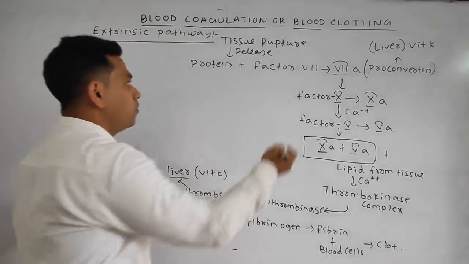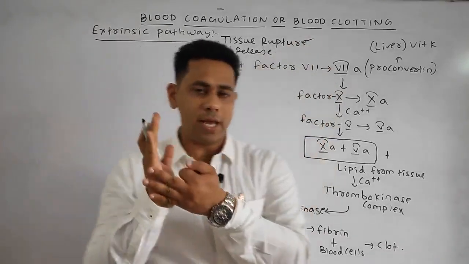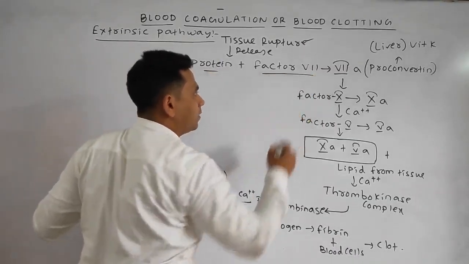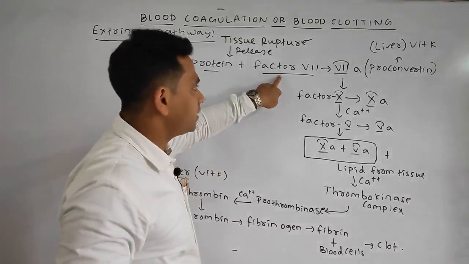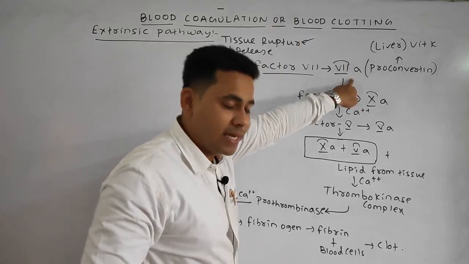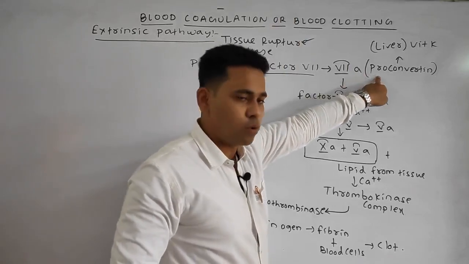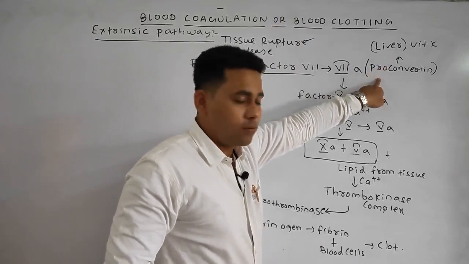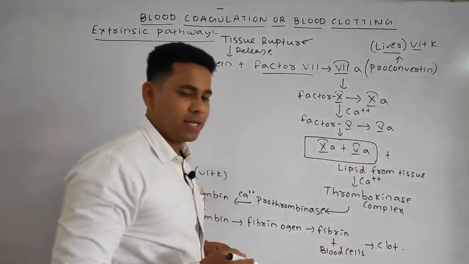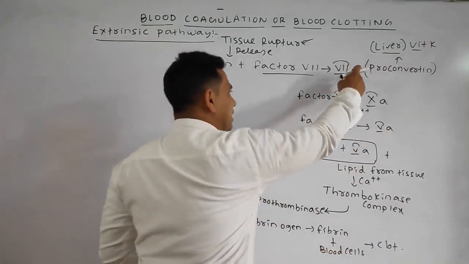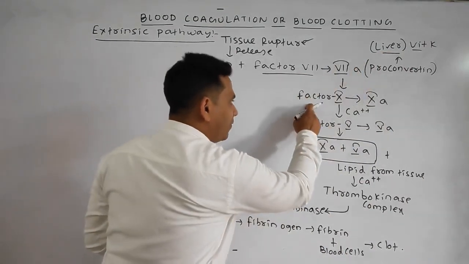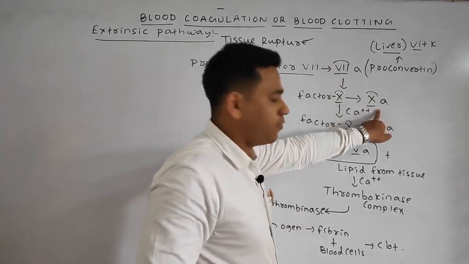First of all, the tissue will rupture at the cut area, by which it releases the protein having factor 7, so the inactivated factor 7 is converted into activated factor 7, or activated proconvertin. The proconvertin synthesis takes place basically in the liver in the presence of vitamin K. Then, students, this activated factor 7 will convert the inactivated factor 10 into activated factor 10.